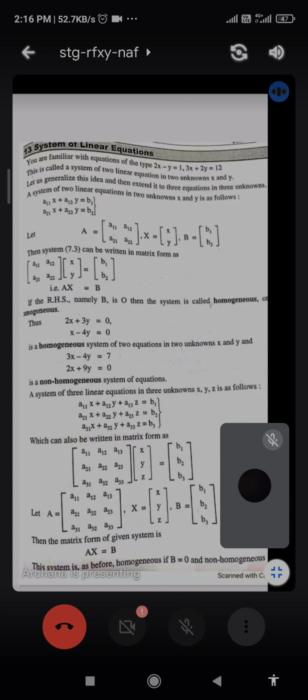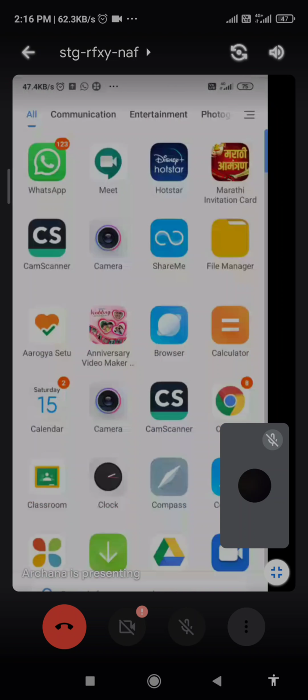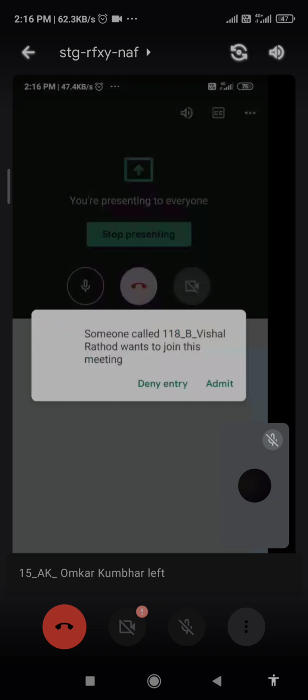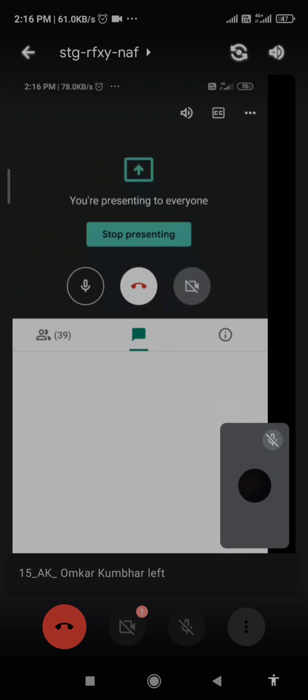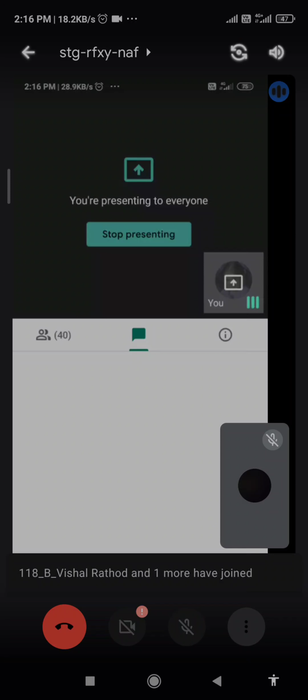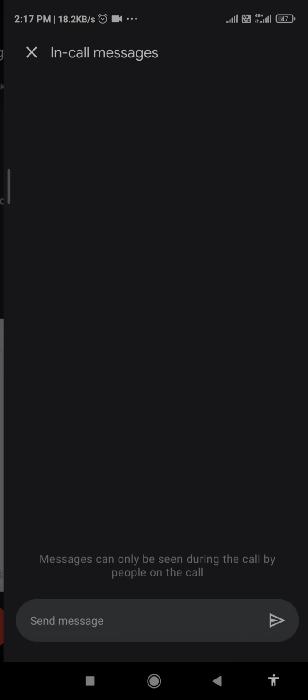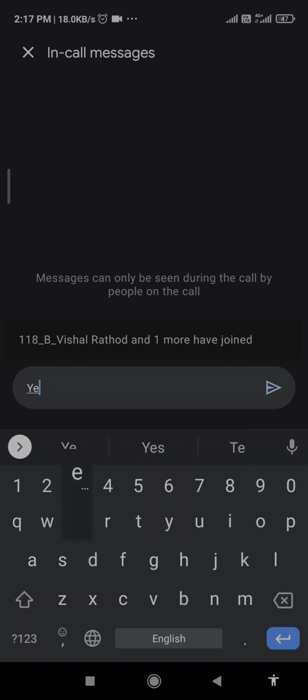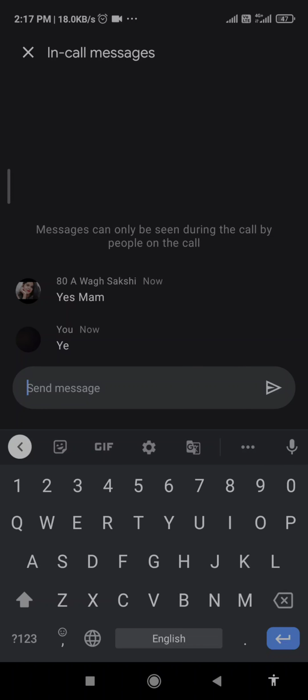First I want to ask, is everyone able to view my screen? Yes or no? Write down in the chat box. Everyone is able to view my screen. PDF दिसत होती का सगळ्यांना? Okay, thank you.